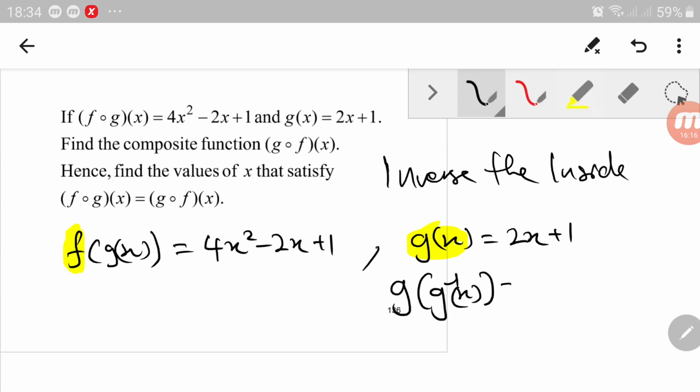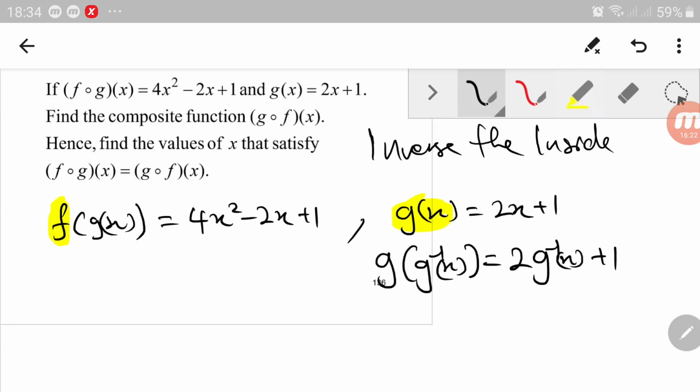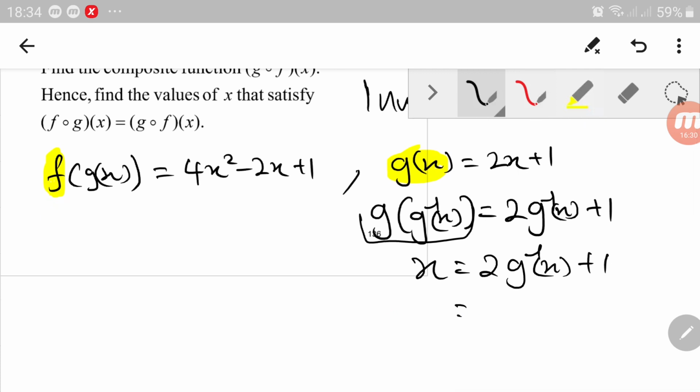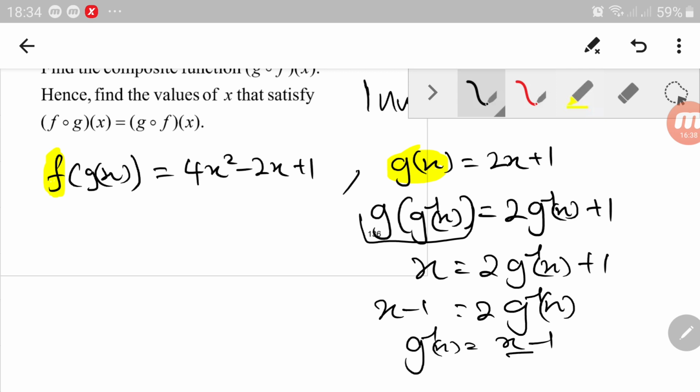Gx equals g inverse plus 1. Gx plus g, g inverse, I'm sorry. So this whole lot becomes x, 2g inverse x plus 1. Okay, and then x minus 1, 2g inverse x. And then g inverse x equals x minus 1 over 2. Okay, now we have the inverse already.